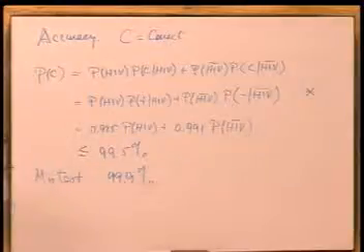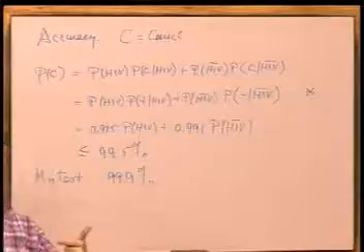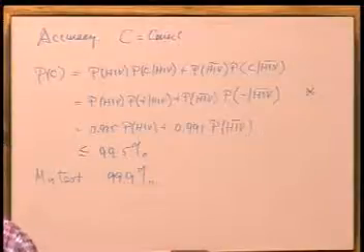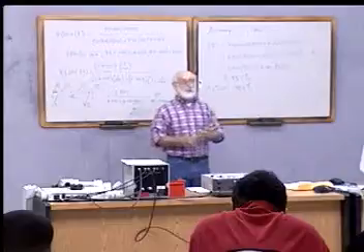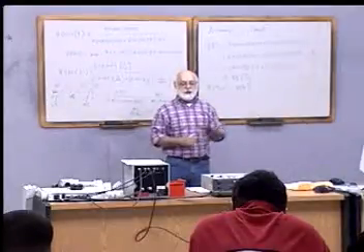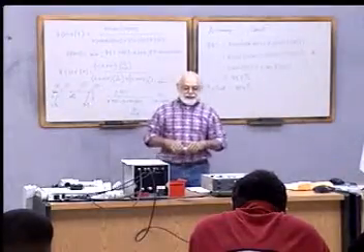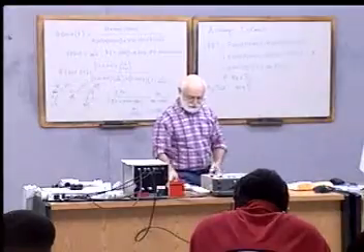Well, it's 99.9% accurate because it'll be wrong only one time out of 1,000. If it's wrong only one time out of 1,000, it's right 999 times out of 1,000, because it'll be right for all the people who are not infected and wrong for the one person who is infected. So its accuracy will be 99.9%.